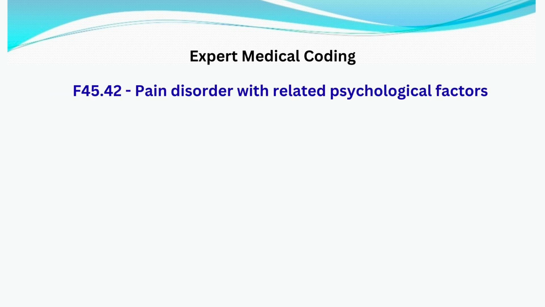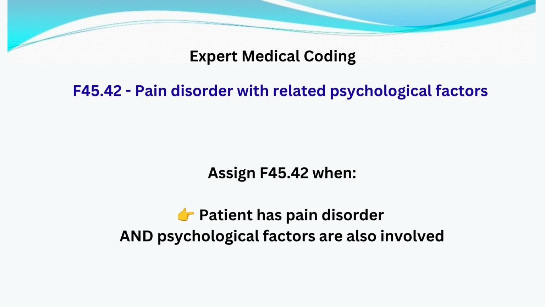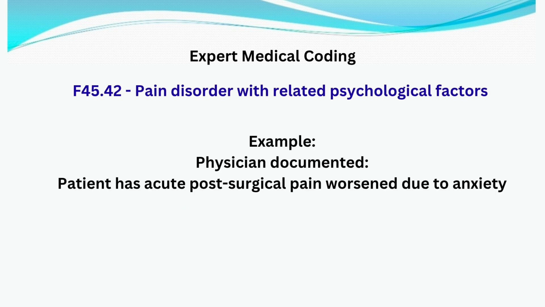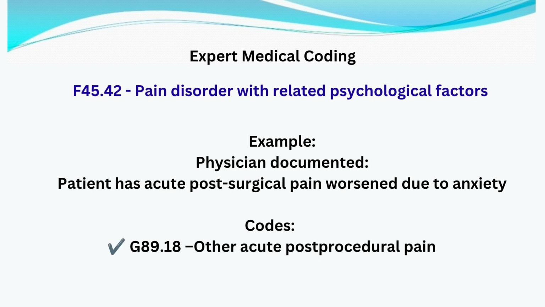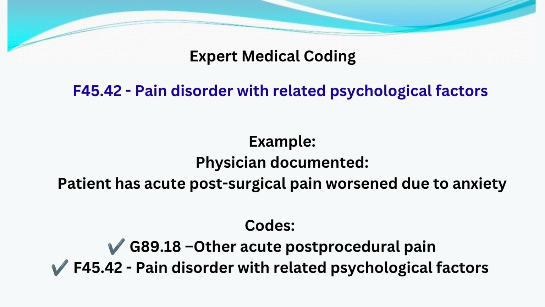Now let's move towards F45.42, pain disorders with related psychological factors. Assign F45.42 when the patient has pain disorder and psychological factors are also involved. For example, physician documented the patient has acute post-surgical pain worsened due to anxiety. So here we have to assign G89.18, other acute post-procedural pain, and then F45.42, pain disorder with related psychological factors.